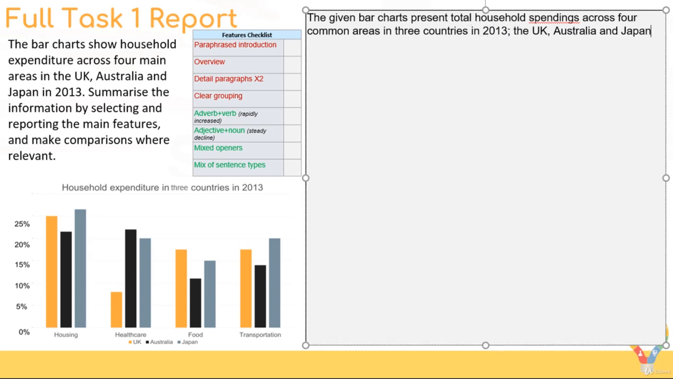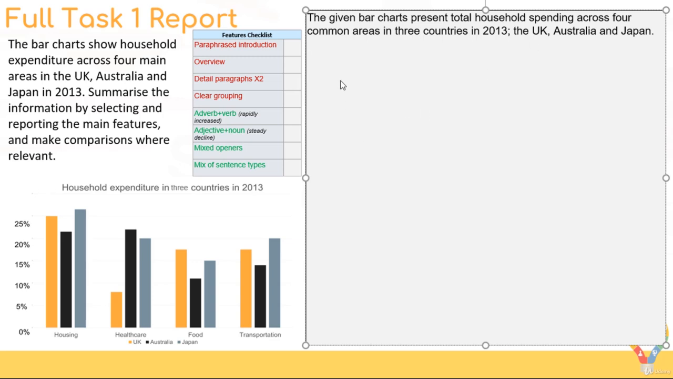Okay, so let's read that back and make sure it's okay. Spending. The given bar charts present total household spending across 4 common areas in 3 countries in 2013. The UK, Australia and Japan. Yeah, that sounds quite good to me. So that's my paraphrased introduction complete. Now we'll move on to our overview.